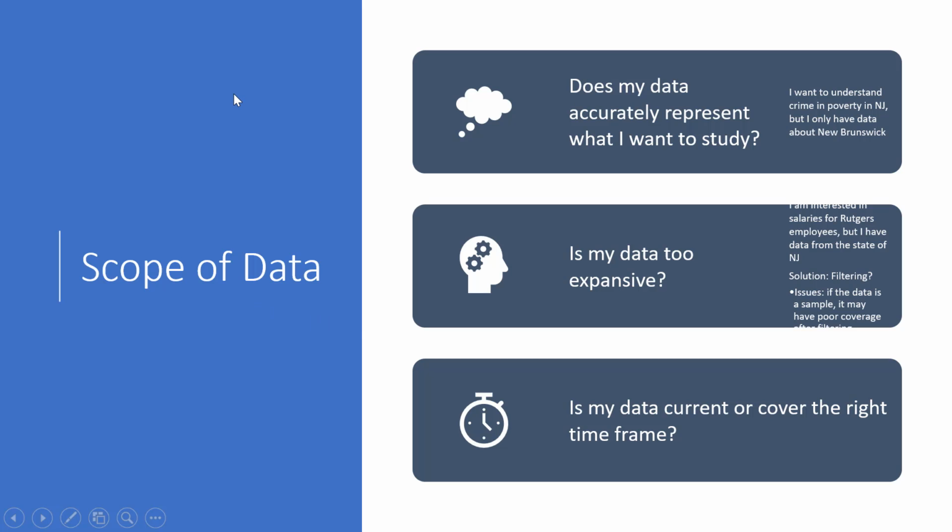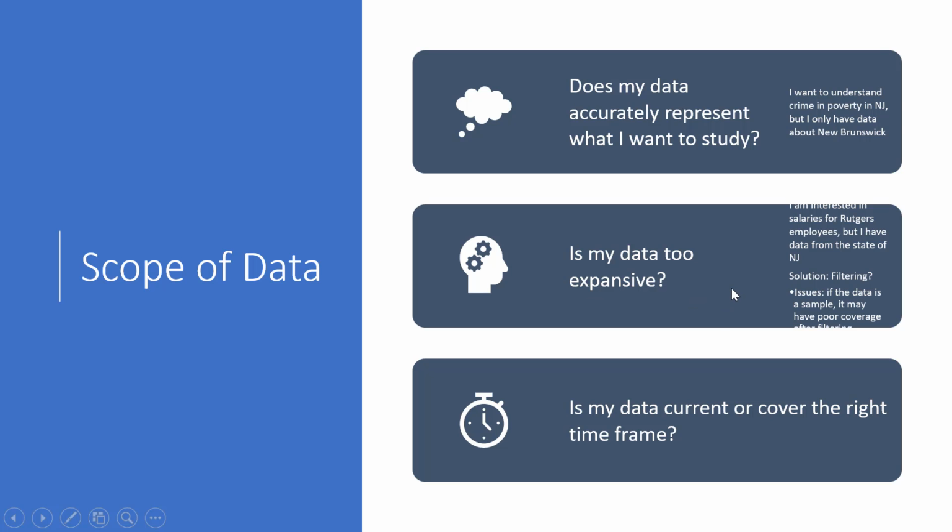The scope of the data: you want to ask the question, does my data accurately represent what I want to study? For example, I want to understand crime and poverty in New York or New Jersey, but I only have data about New Brunswick. Is that good enough for me to make inferences about crime and poverty in the New Jersey area?